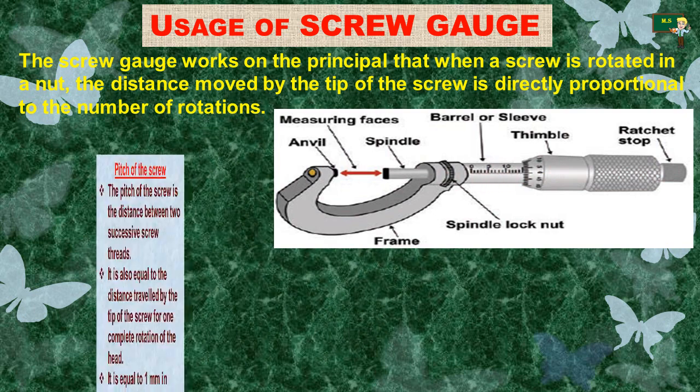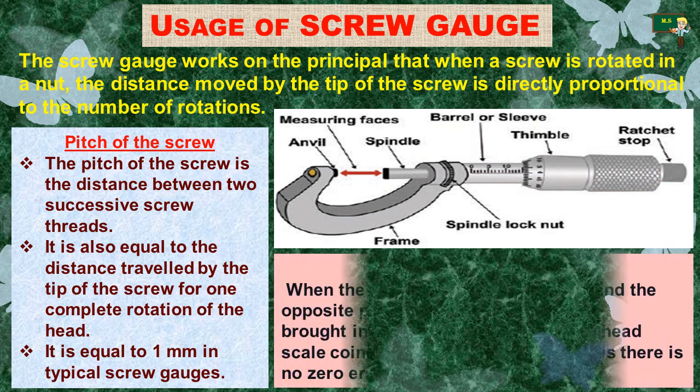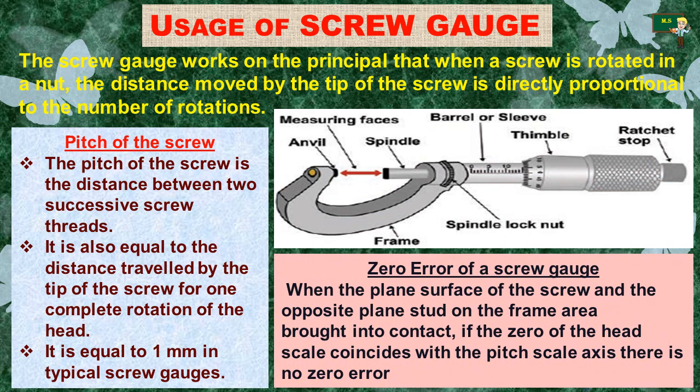Now let's see the pitch of the screw. The pitch of the screw is the distance between two successive screw threads. These are the two successive screw threads. It is also equal to the distance travelled by the tip of the screw for one complete rotation of the head, and it is equal to 1 millimeter in typical screw gauges.